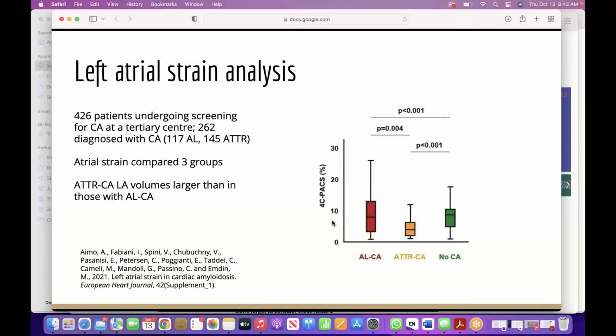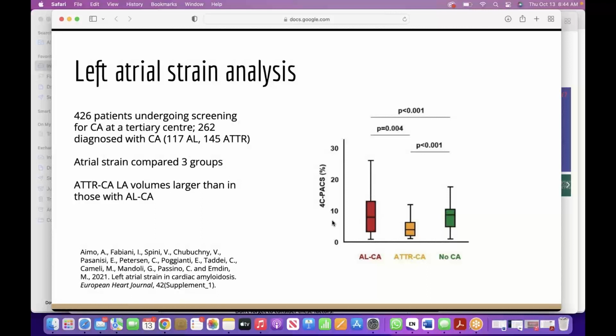And finally, in terms of novel markers, one thing that I've been seeing as well coming up in both the MRI and echo literature is left atrial strain analysis. Because so many of the features of cardiac amyloid overlap with other conditions, the left atrium is an interesting way to help differentiate them, given that amyloid should affect that more than, say, hypertensive heart disease, given that it deposits in the left atrium as well as the right atrium.